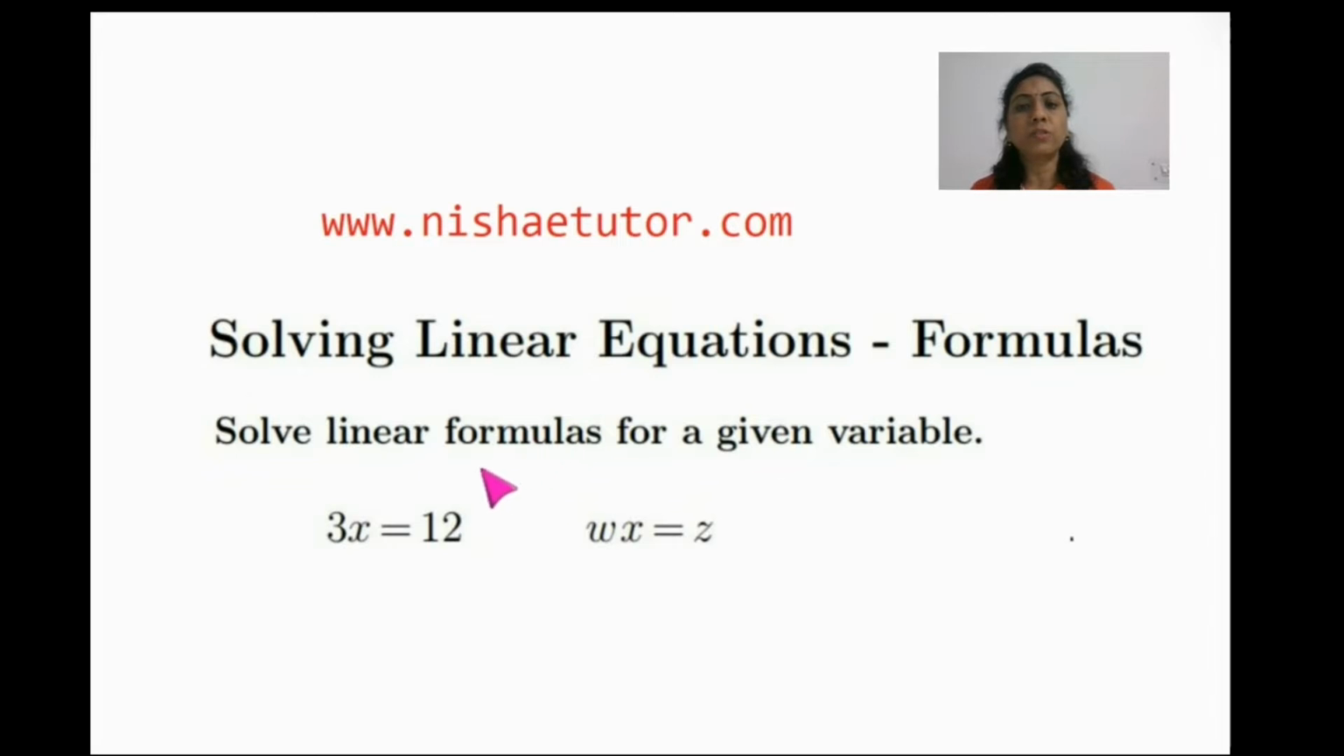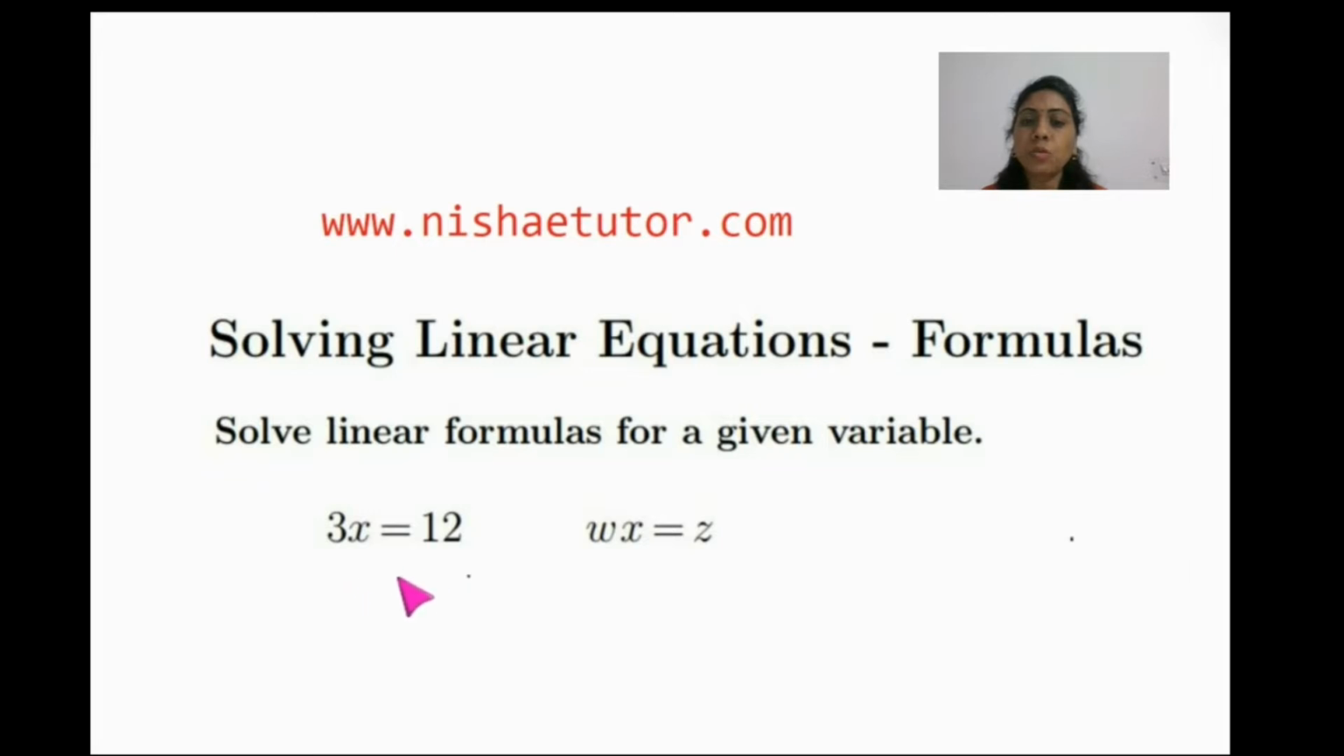In this video, I'm going to show you how to solve formulas for a given variable. Solving formulas is much like solving general linear equations. The only difference is we will have several variables and we will be attempting to solve for one specific variable. When solving formulas for a variable, we need to focus on the one variable we are trying to solve for. All the others are treated just like numbers.